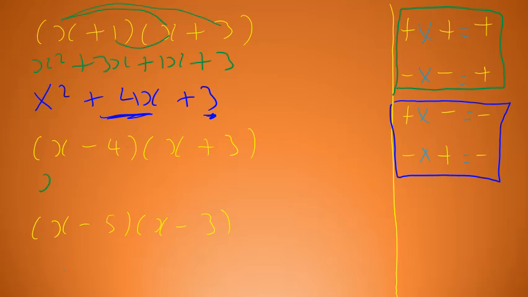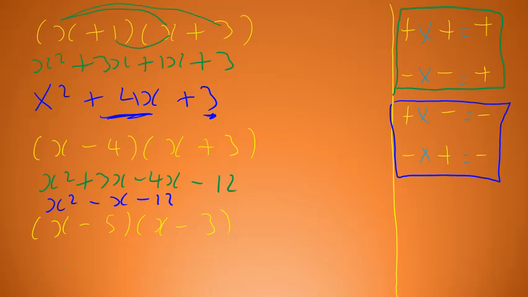x times x is x squared, x times 3 is 3x, negative 4 times x is negative 4x, 4 times 3 is 12, but be careful, you have a negative and a positive, so it's negative. Yep. So we just need to tidy this up. So our final answer will be x squared minus x minus 12.